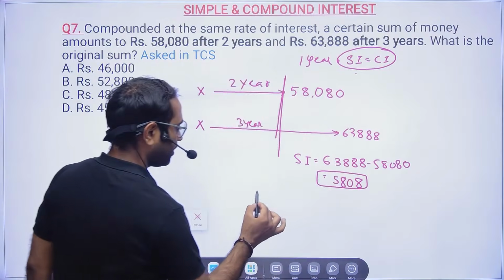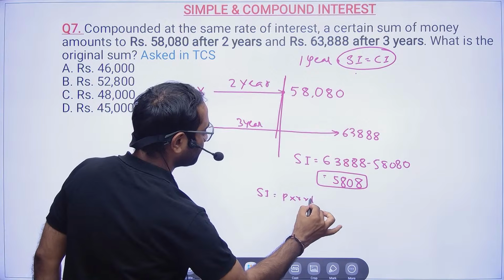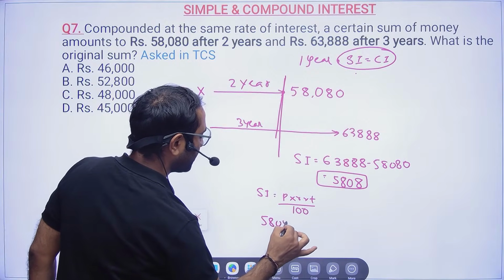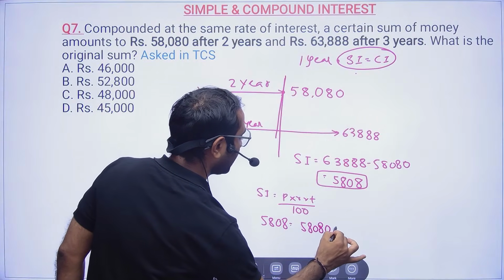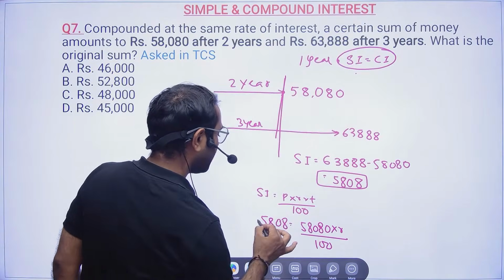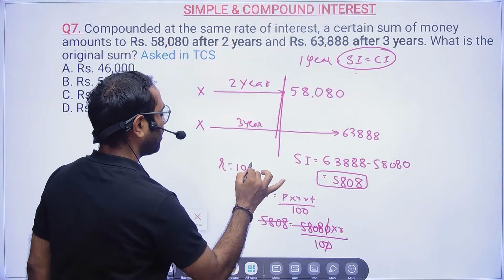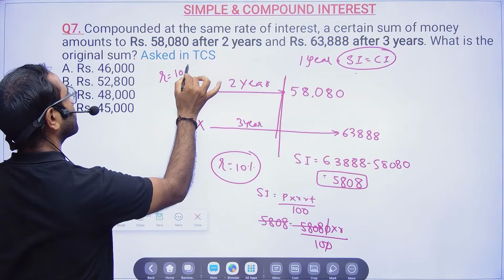So the interest is 5808, correct? Now can you use the formula simple interest equals PRT by 100. So simple interest is 5808. Principal is 58,080. Rate we have to calculate. Time is 1 year. Divide by 100. You see, this is directly getting cancelled. Rate is 10%. So we got the rate. That means all those things are happening at 10%, right?